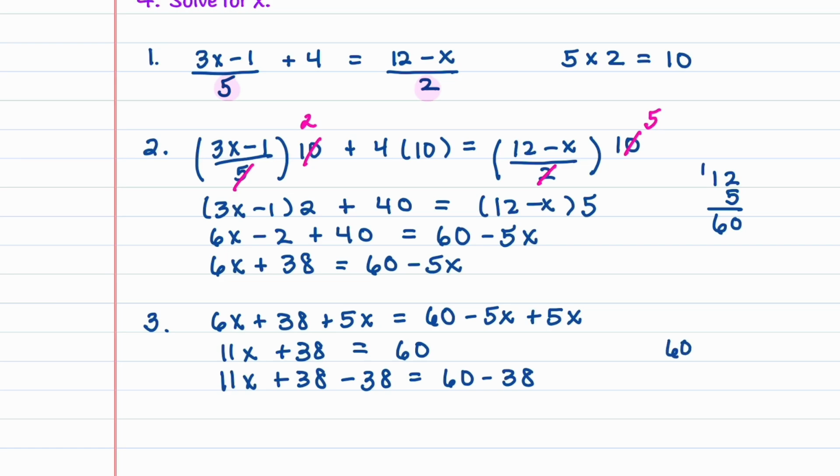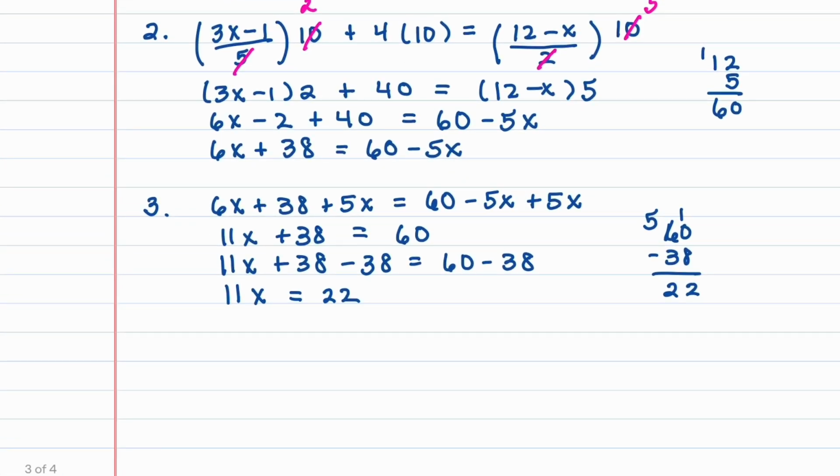Let's go over here and let's take 60 and subtract 38. This becomes a 5. We carry a 1, so we have 2, 2. And that's going to be 22. On the left, the 38s are going to cancel, so we just have 11x. And on the right, we just found that 60 minus 38 is 22.